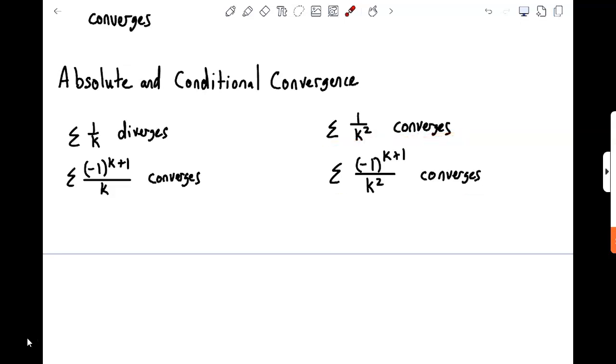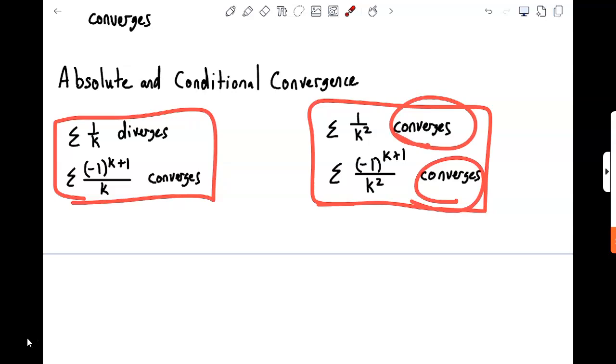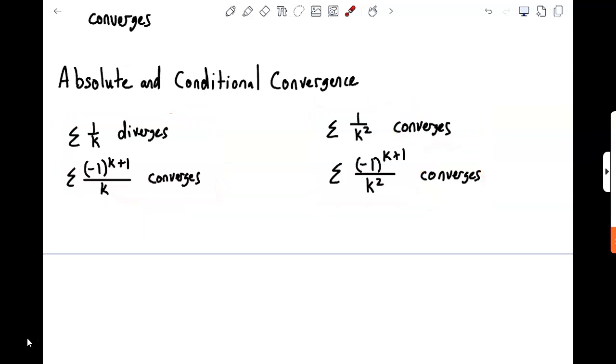And so what we want to do is distinguish between these two situations. These two situations where the alternating sequence converges and its underlying sequence converges, and then the other case where the alternating series converges, yet the underlying sequence diverges. And so we're going to do this by describing something that's called absolute and conditional convergence. And this is going to be an important idea when we get into the next chapter and we talk about something called power series.